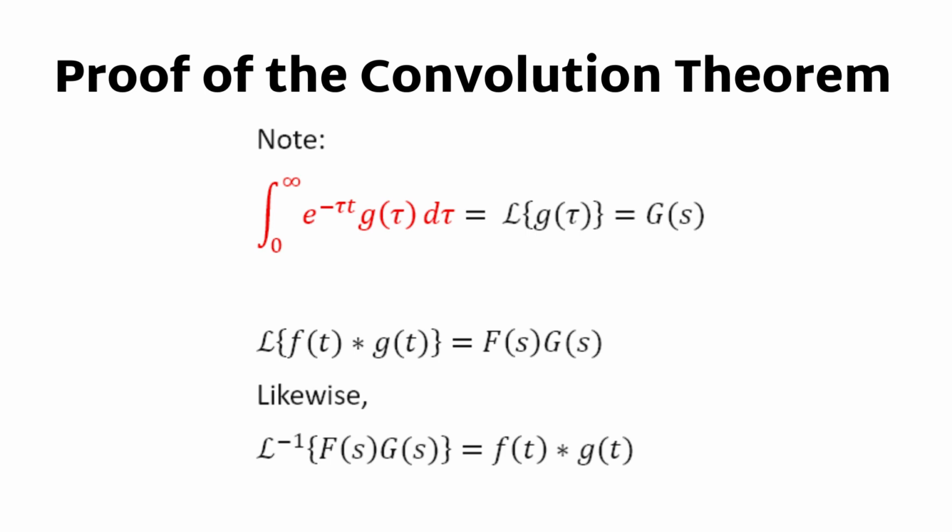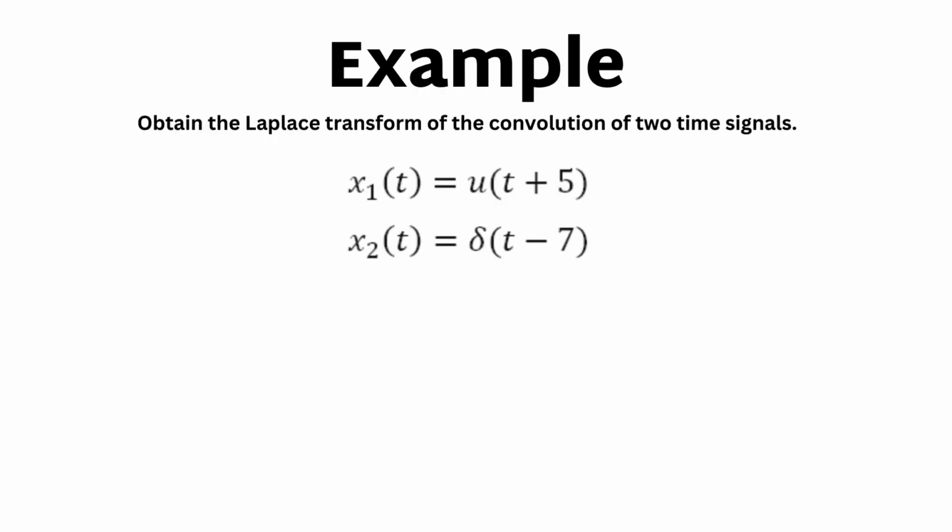To further understand this property, I will give you an example. Obtain the Laplace transform of the convolution of two time signals. The first signal, x sub 1 of t, is u of t plus 5. Then x sub 2 of t is Dirac of t minus 7.